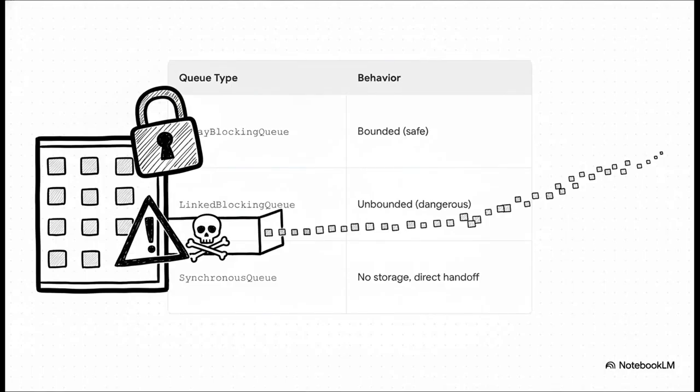And that queue we just mentioned? It's a hugely critical piece of this puzzle. You generally want a bounded queue, like an ArrayBlockingQueue, because it has a fixed size. That forces your system to confront the reality of being overloaded. An unbounded queue like LinkedBlockingQueue is dangerous. It just keeps accepting tasks, growing and growing, silently hiding the fact that your system can't keep up until it finally blows up with an out-of-memory error.